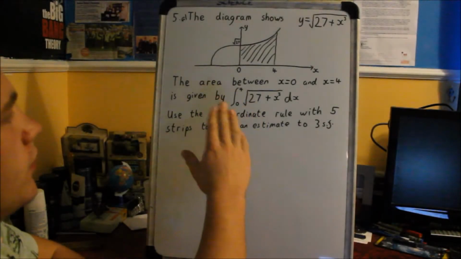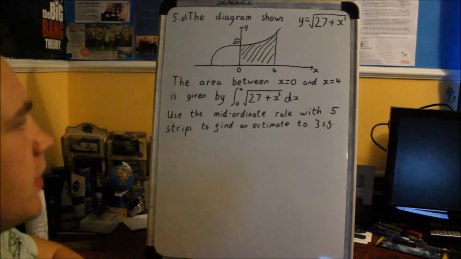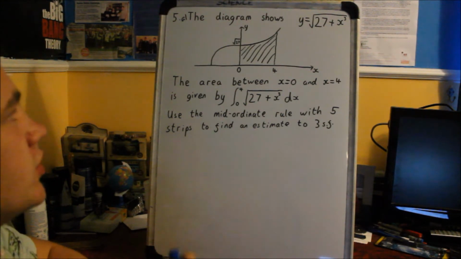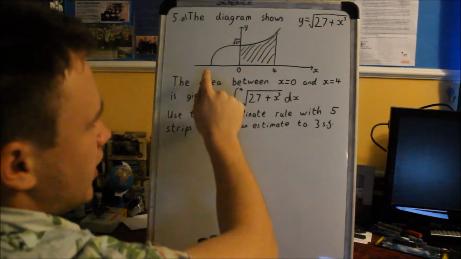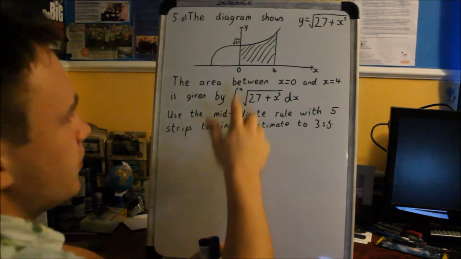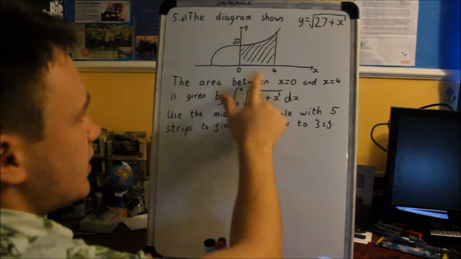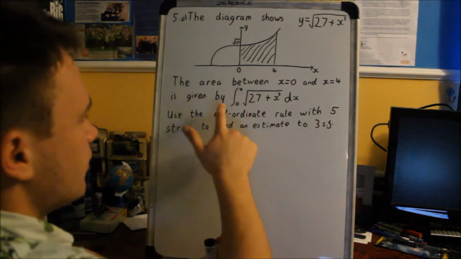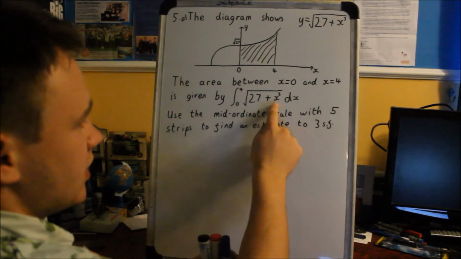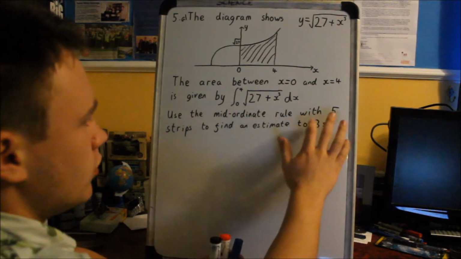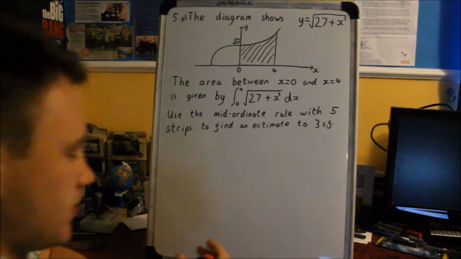Okay, so question 5 here, it's actually A and B because it's going to take up quite a bit of room. I'm doing A on this whiteboard and then I'll do B in the next chart. So A: the diagram shows y equals the square root of 27 plus x cubed, and that's a nice drawing of it. It's between 0 and 4, root 27 there. So the area between x equals 0 and x equals 4 is given by the integral between 4 and 0 of our y, root 27 plus x cubed, dx. Use the mid-ordinate rule with 5 strips to find an estimate to 3 significant figures. Okay, so that's part A.